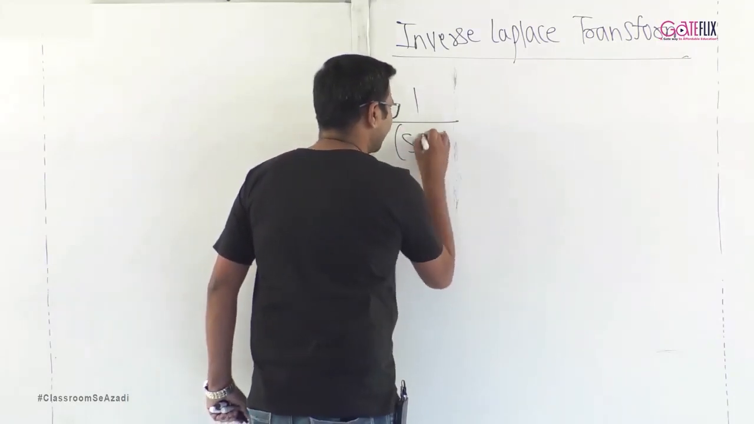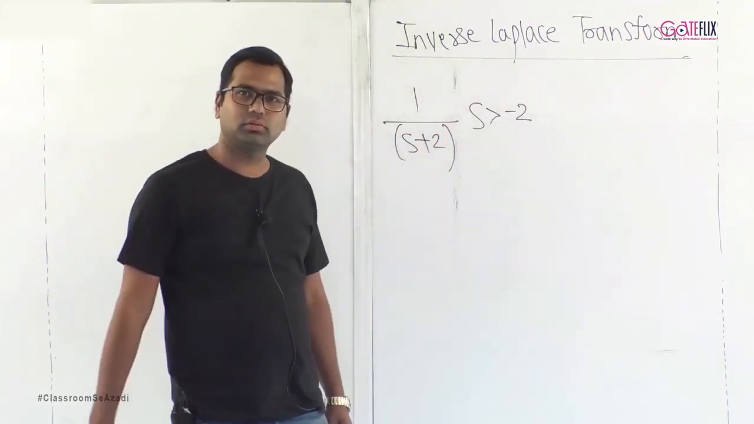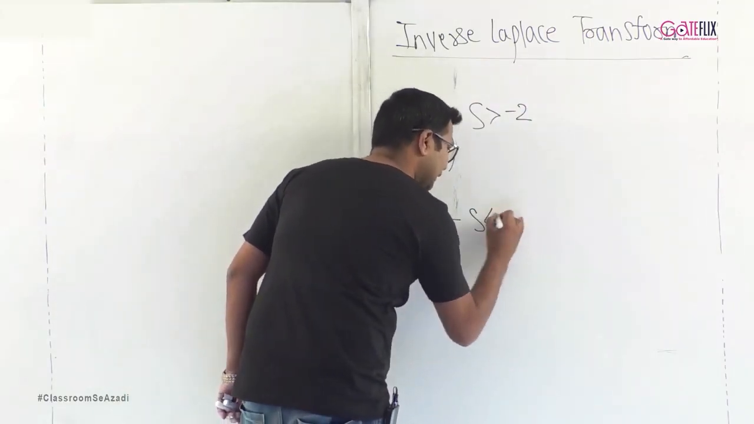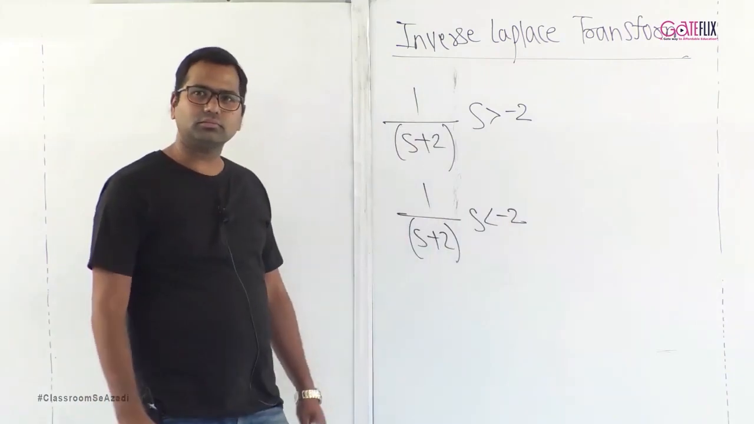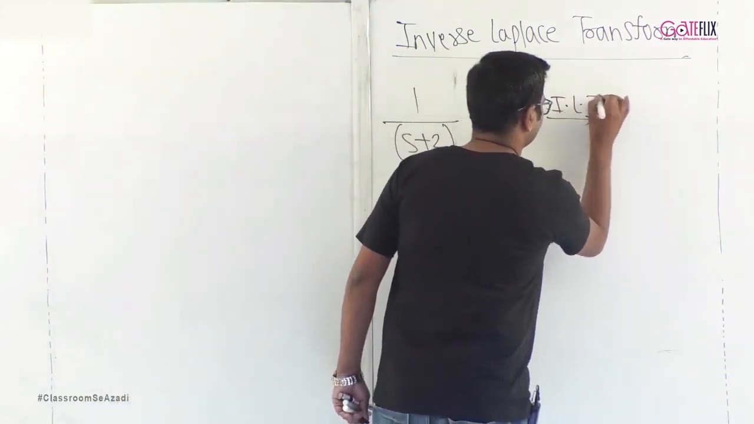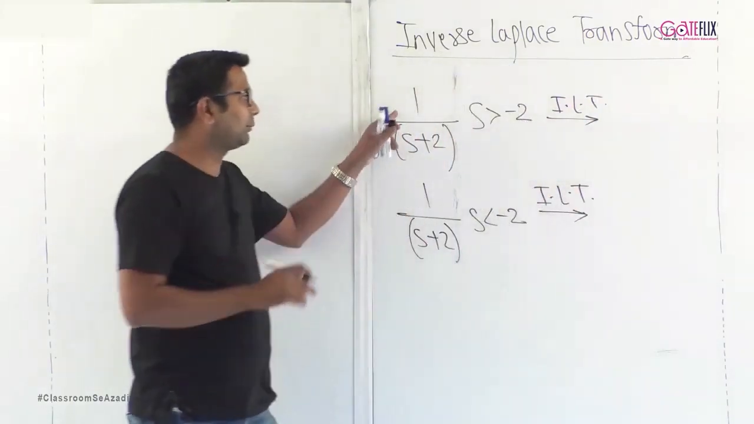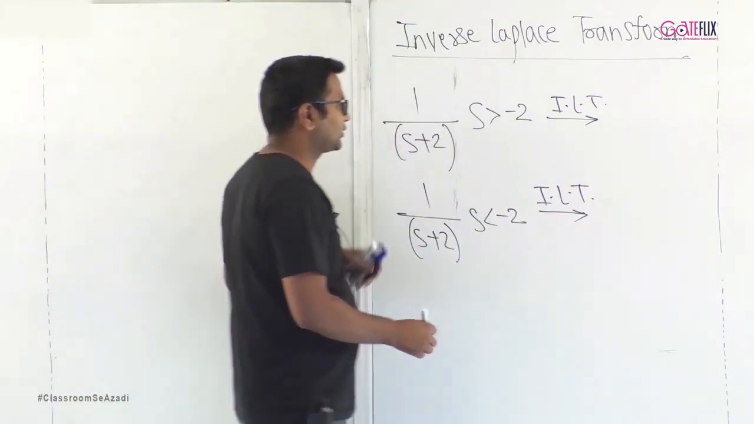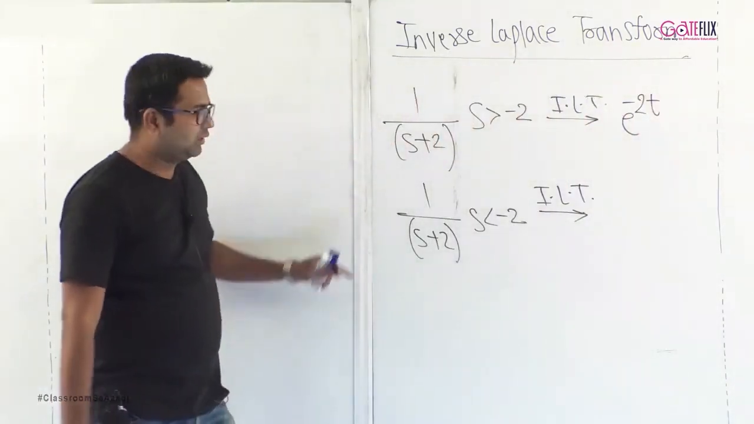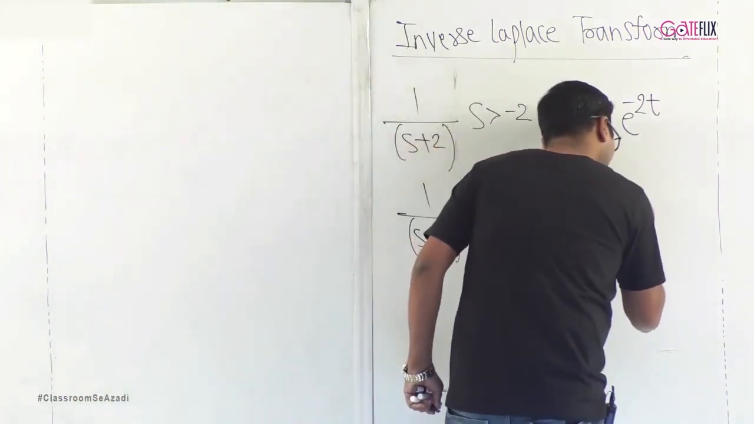Let us say we have an example 1 upon s plus 2, ROC s greater than minus 2. And another example 1 upon s plus 2, ROC s less than minus 2. What will be the inverse Laplace transform in both the cases? Because we have 1 upon s plus 2, the inverse Laplace transform will be e raised to minus 2t. Here also, since we have 1 upon s plus 2, the inverse Laplace transform will be e raised to minus 2t.